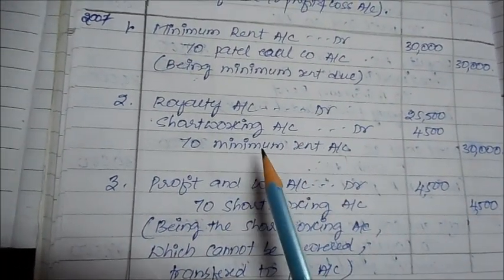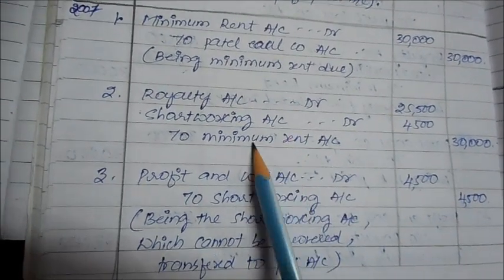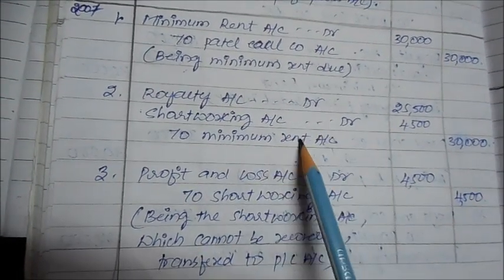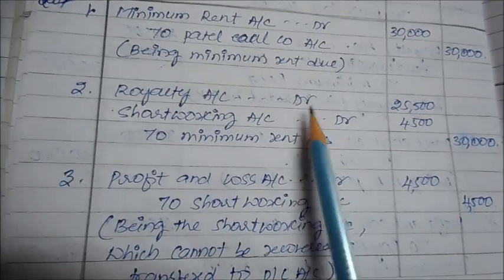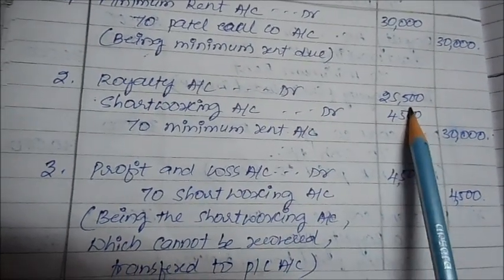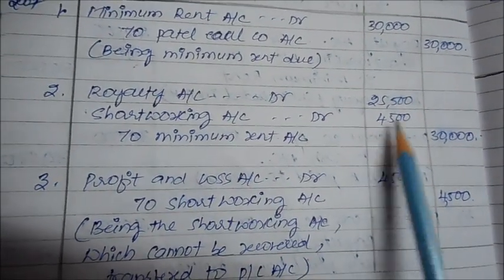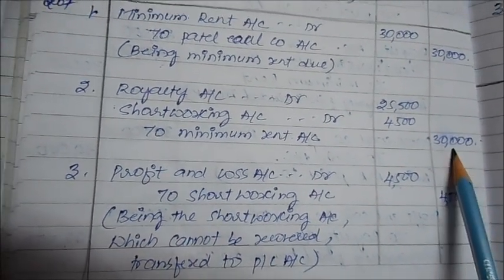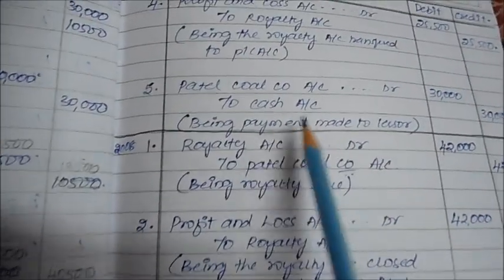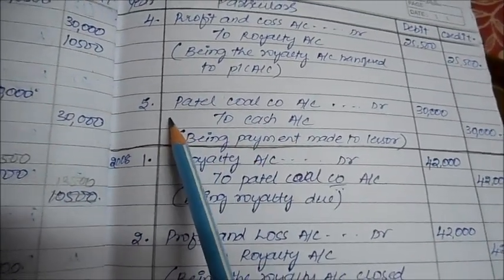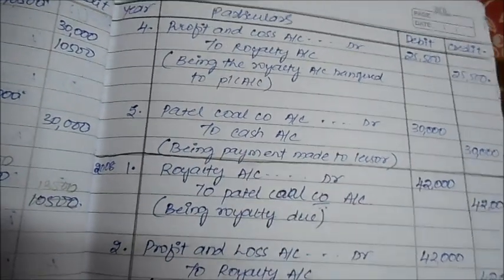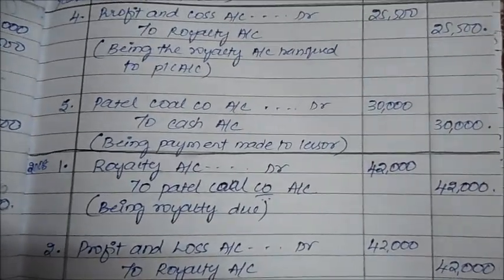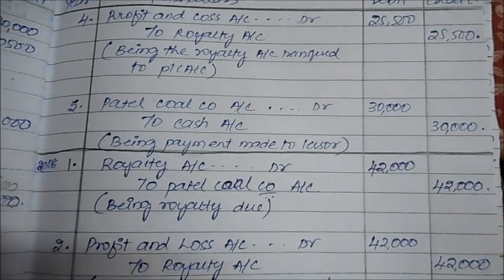Next, what was the second entry? We were showing how royalty and short working are included in the minimum rent, the division. So royalty account debit 25,500, short working 4,500, and the total amount of minimum rent comes to 30,000. Now the third entry is when minimum rent is paid to the lessor, that is rearranged. It says Patel Coal account debit to cash account 30,000 paid.